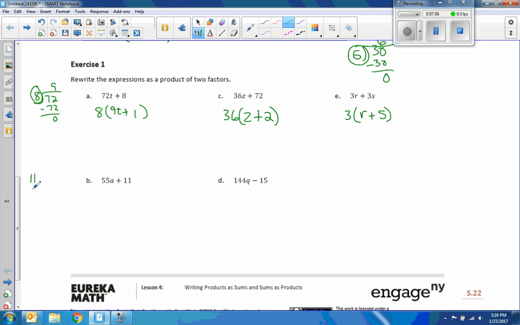Euclid's algorithm on this one. 55, the bigger number divided by the smaller. 5 times 11 is definitely 55. I have a remainder 0, so there's my GCF. So I'm going to factor out 11. And 55 divided by 11 is 5. A plus.